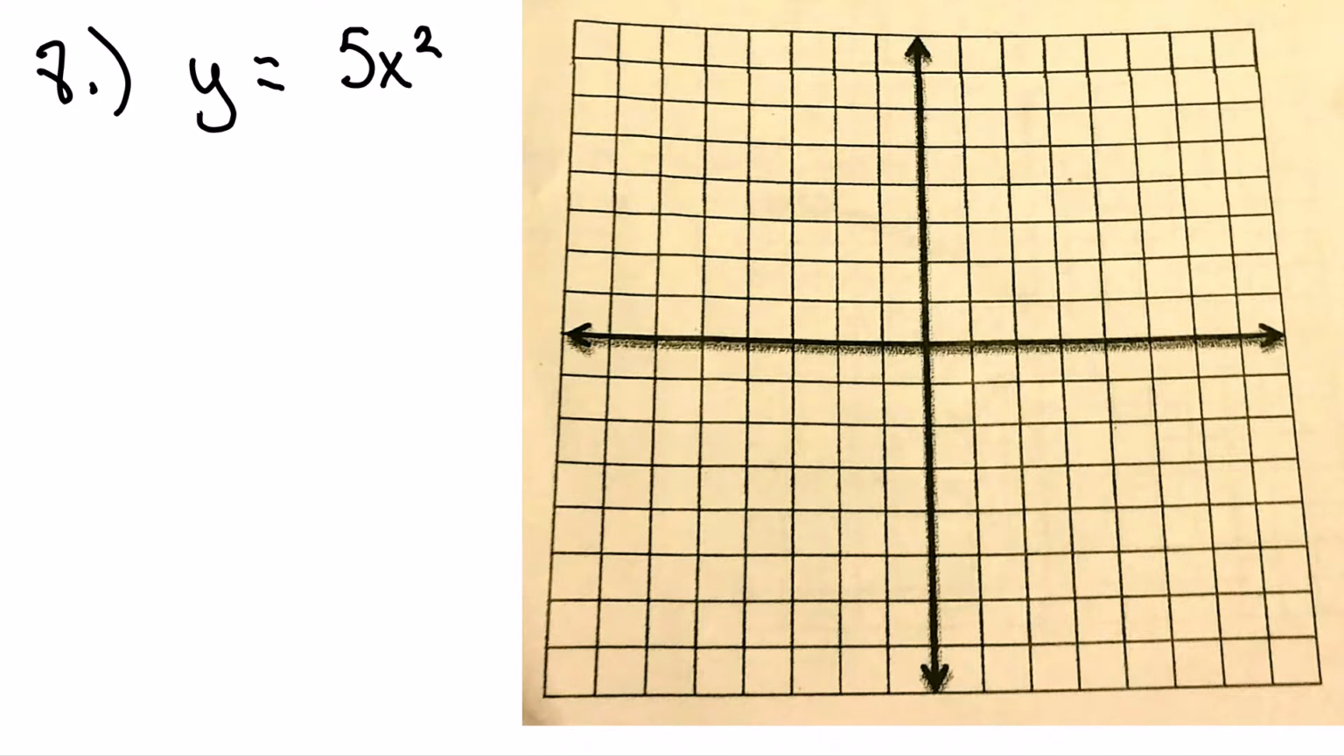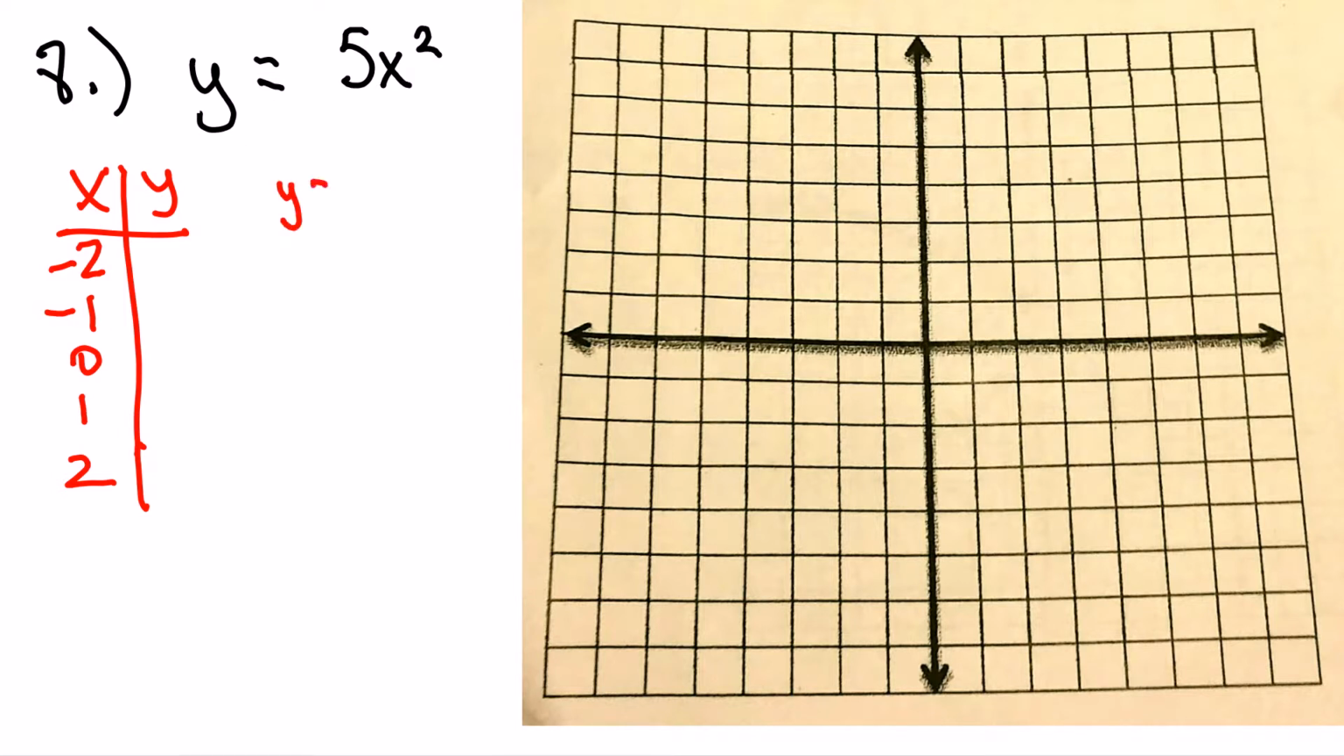Alright, number 8. I have y equals 5x squared. So the first thing to do is I make an XY chart. I'm going to pick -2, -1, 0, 1, and 2. I plug in -2 for x, so I say y equals 5. Instead of x, I put -2. Square it. -2 squared is 4. 5 times 4 is 20. 20 is going to rainbow all the way over to 2, because I told you guys 0 was the vertex. You could use steps 1 and 2 from part 2, if you want.